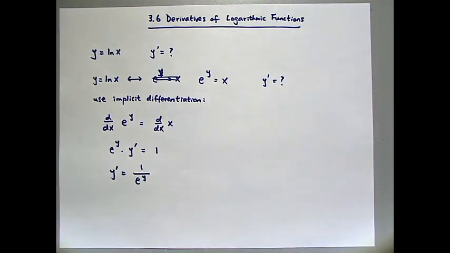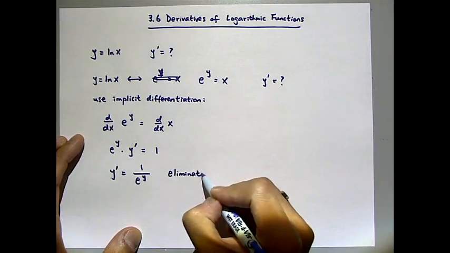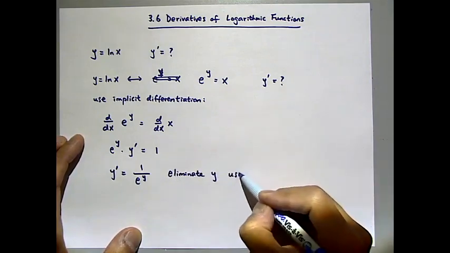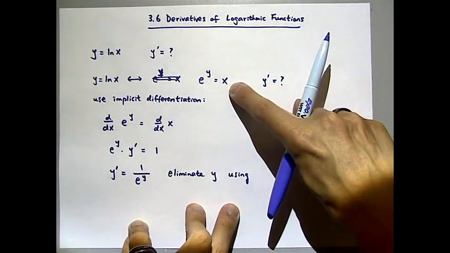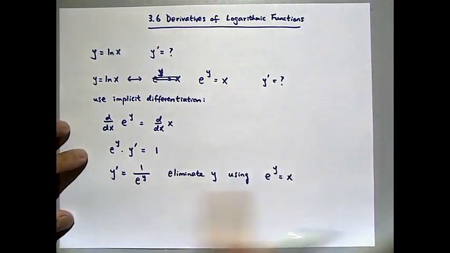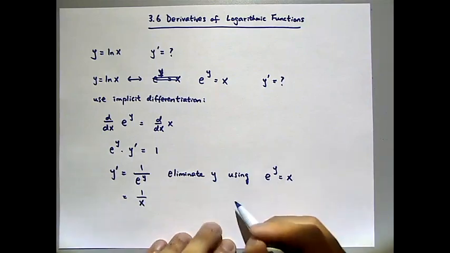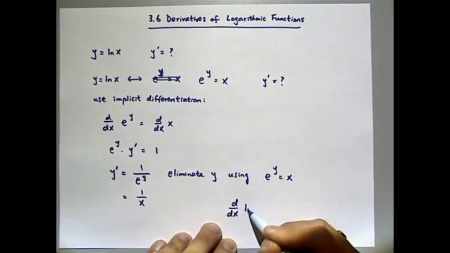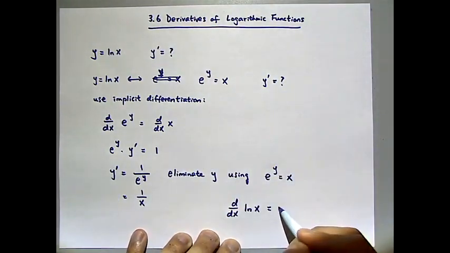And like how we handled inverse trig functions, we're not going to be very happy with the derivative in terms of y. We want this in terms of x. So we can go back to this line right here. Replacing that with an x, here we go, we got an x. So what this is telling us is that the derivative of the natural log of x, after we've gone through all of that, turns out to be just 1 over x.